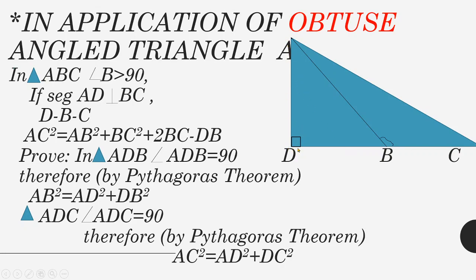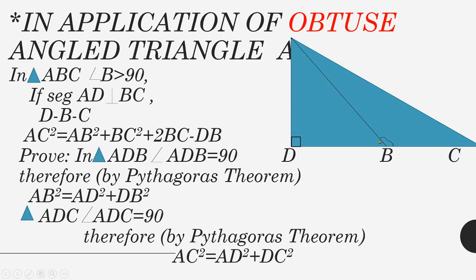So you can say here AD is perpendicular to BC, such that D, B and C lie on the same line BC. So you have to show AC square is equal to AB square plus BC square plus 2BC into DB. That is the relation for the side opposite the obtuse angle.